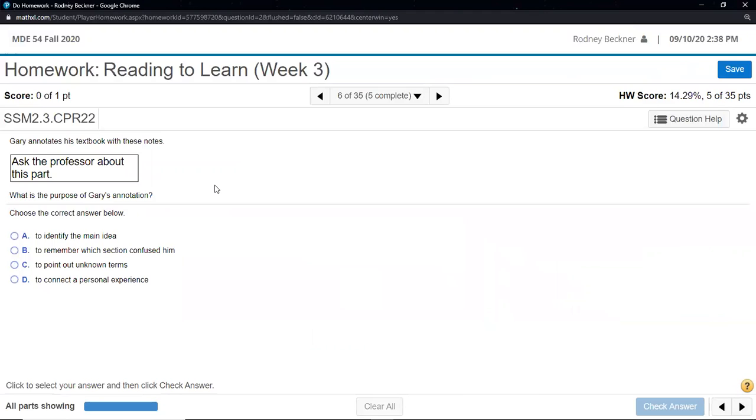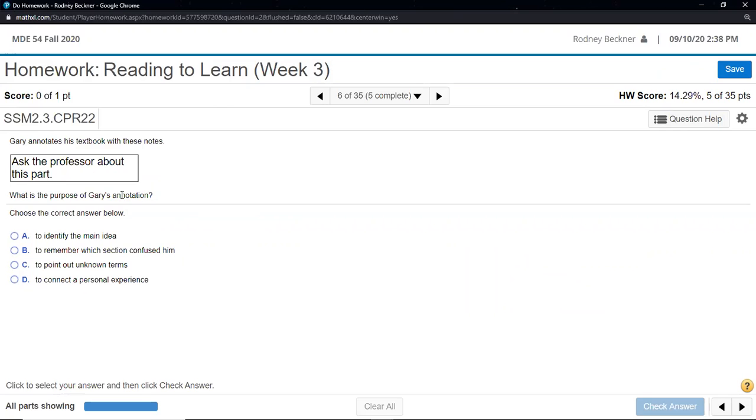Gary annotates his textbook with these notes: ask the professor about this part. I tell you what, that is a great thing to do right there. Put some note, I don't know what he was talking about that day, 5 minutes into the lecture, write a little note, email Mr. Beckner about this, or a text response in the chat, something like that. But if I don't have time to get to you, then you email.